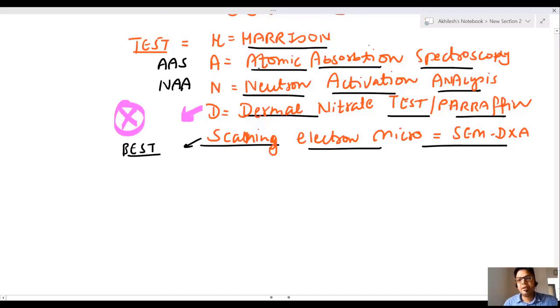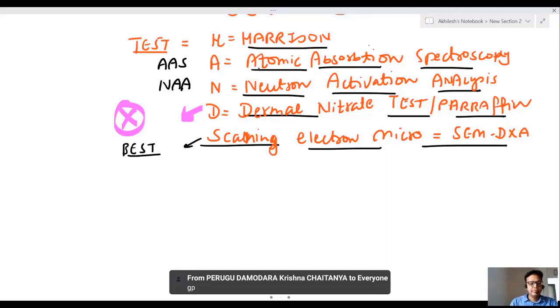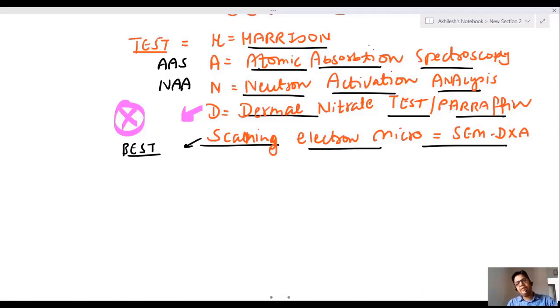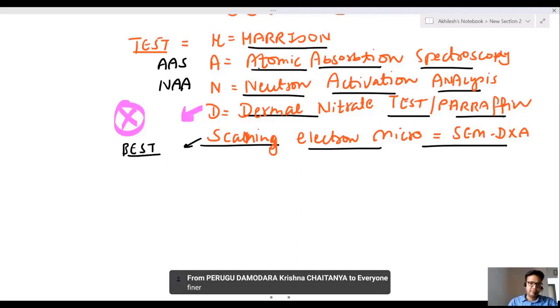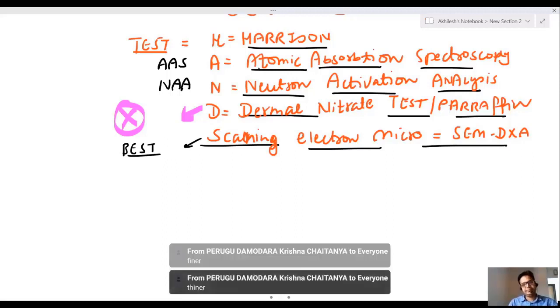Anyways, write down. These are the tests for detection of bullet or gunpowder. More F denotes gunpowder is more finer, that is thinner.